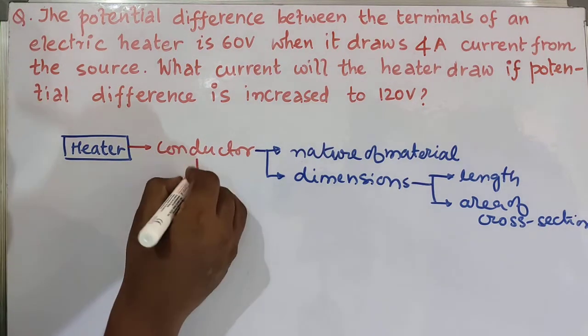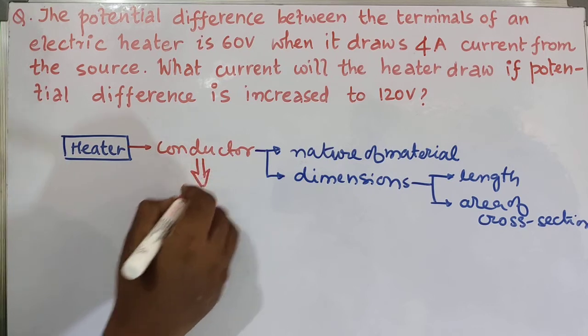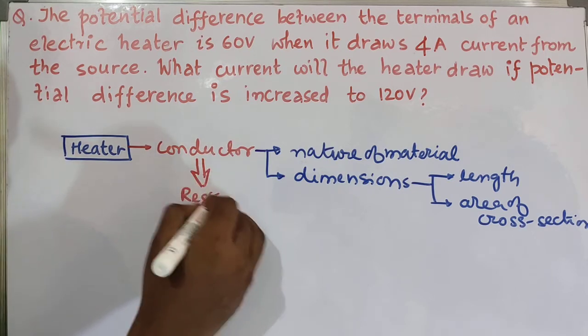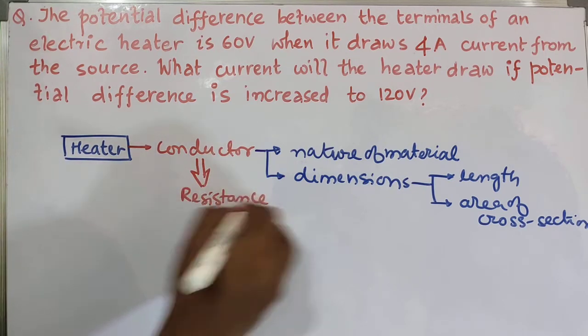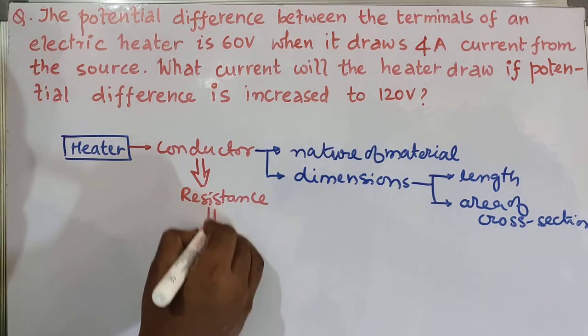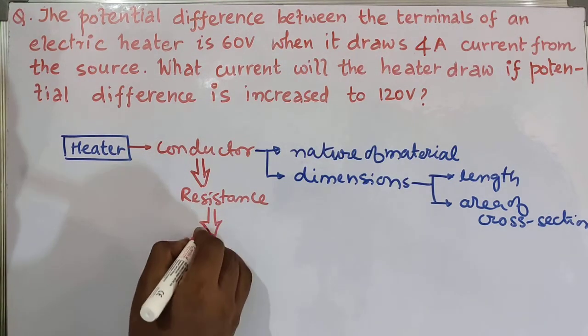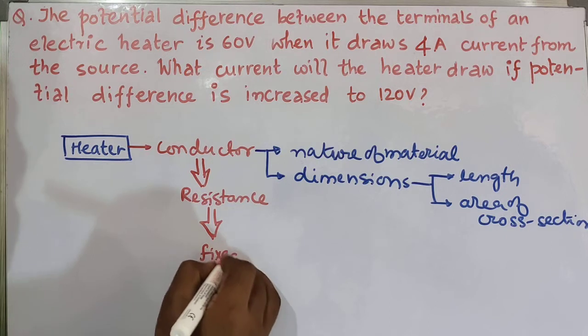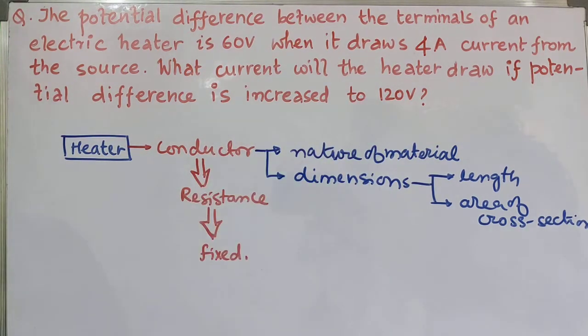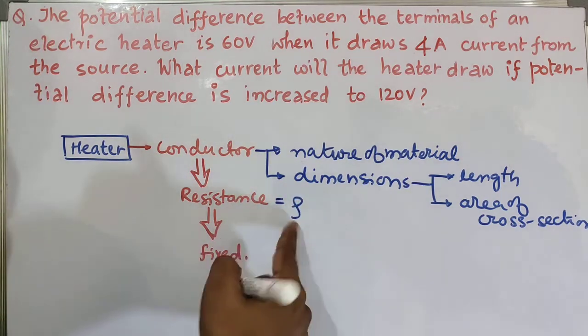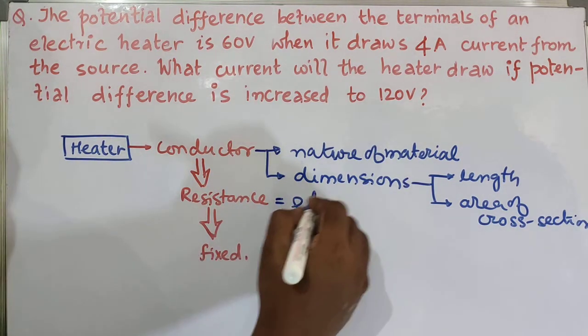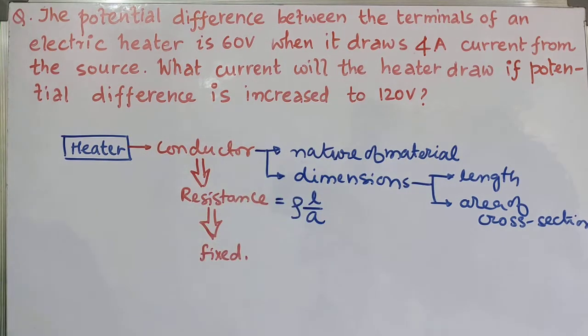So the resistance of the conductor is also going to be the same, or let me call it fixed. Why is it fixed? Because the nature of the material and its dimensions are fixed. Resistance depends upon the nature, resistivity, as well as length and area of cross section. So as these are fixed, resistance is going to be fixed for a heater.